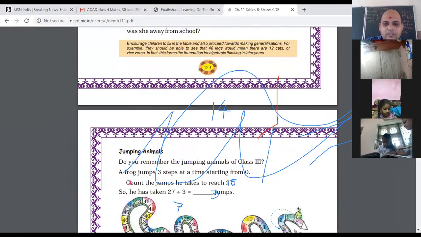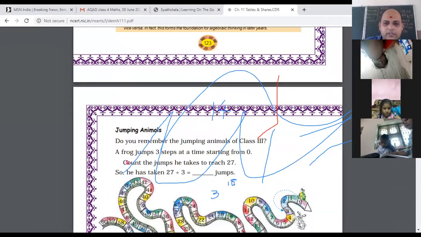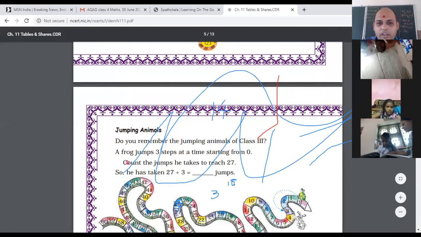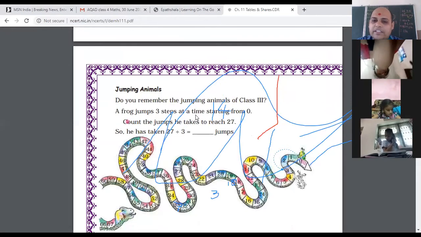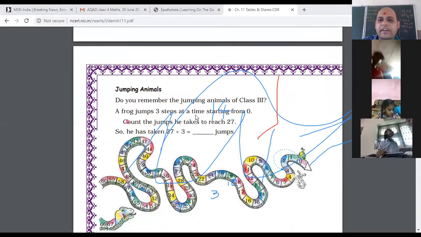Now, next is jumping animals, right? Do you remember the jumping animals of class 3? Standard 3 blue, all the students who were with me last year. You remember we had done the fun with numbers chapter and we had done a similar exercise, jumping in the number of 3. So you have to solve this. So he has taken 27 divided by 3. How many jumps? Answer will be very easy.